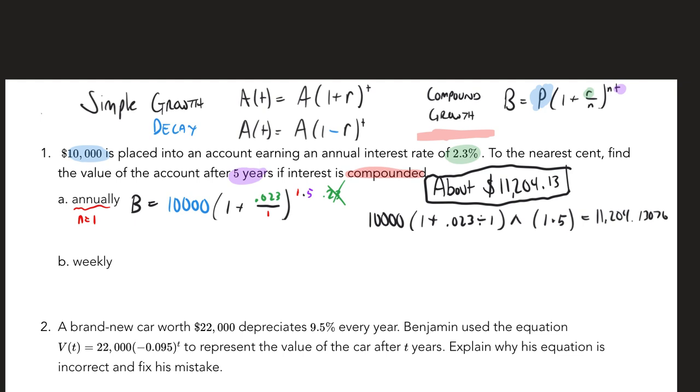Everything's going to be pretty much the same for the next one. It's just going to change the end value, because now we're looking at weekly instead of yearly. So weekly, if something happens weekly, that means it happens 52 times a year. Yes, you do need to know how many weeks are in a year. So as I type that, basically all I'm going to do is replace this 1 here with 52 as I type that in my calculator.